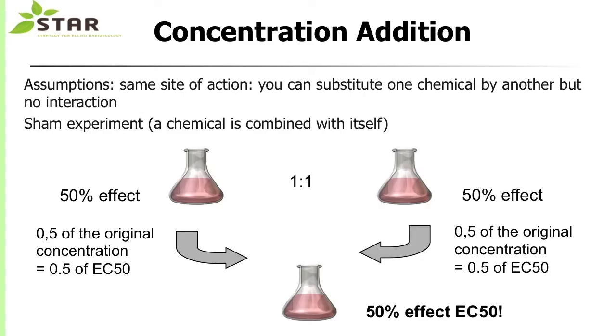Concentration addition assumes that your components in your mixture have the same mode of action or the same site of action. So they have a different potency, but you can substitute one chemical by the other. An example to illustrate it is a sham experiment, where you have two portions of the same toxic component, and you put half of one together with half of the other one. So you have in the EC50 concentration, and you still have 50% effect in your final product. So you work in concentration addition with effect concentrations.